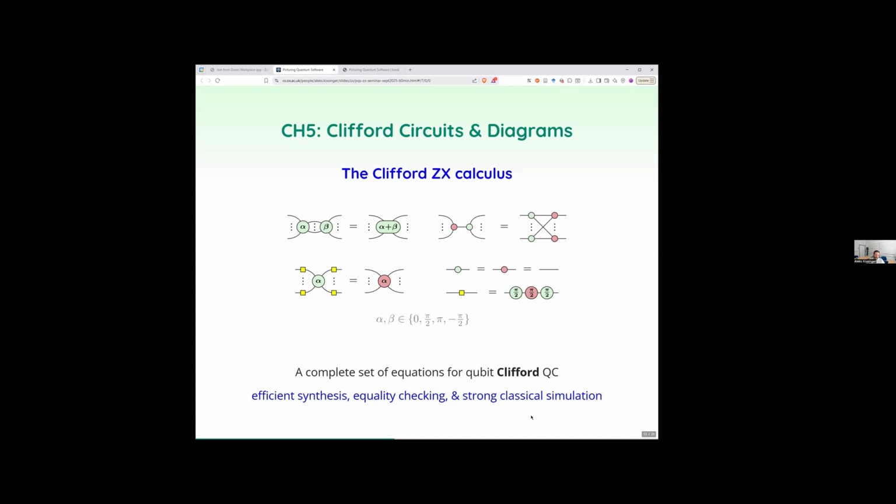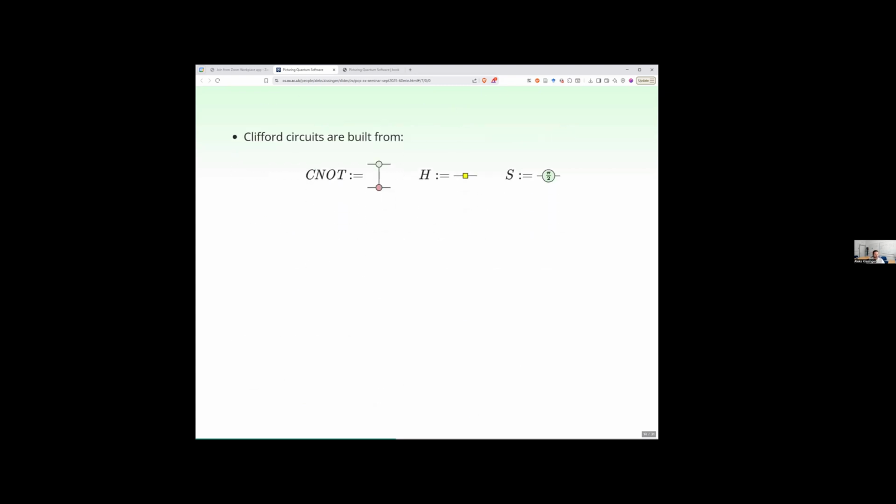Strong simulation means that we're actually computing arbitrary marginal probabilities. So that's at least as good as classical simulation, because once we know probabilities, we can sample from them. These Clifford ZX diagrams are very closely related to Clifford circuits. Clifford circuits are built from CNOT, H and S, and you can see that the unitary Clifford ZX diagrams are really just the things that I can decompose into this gate set.